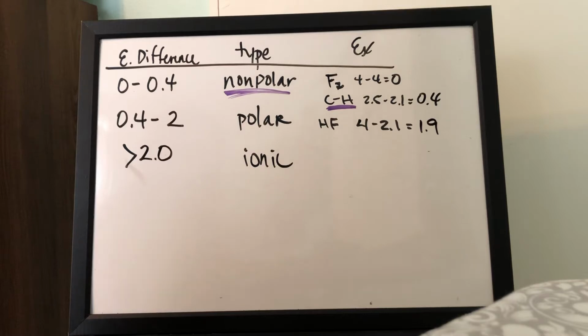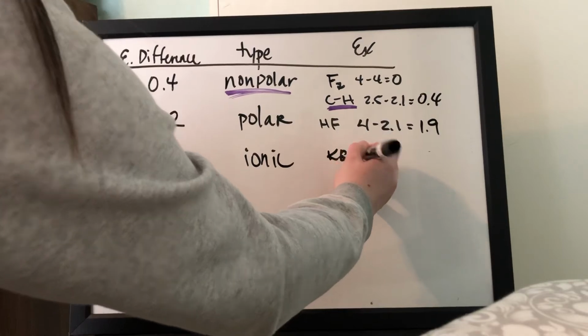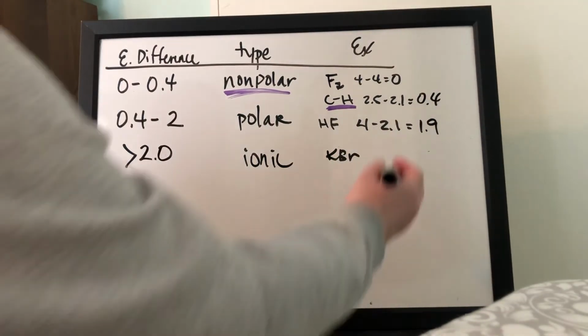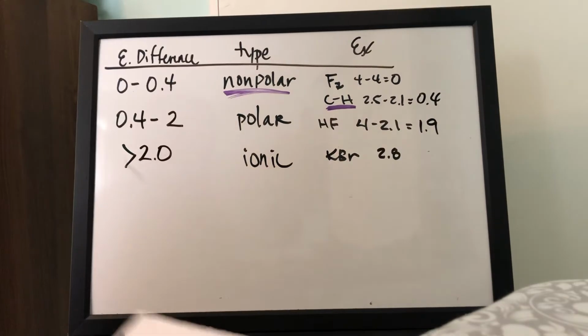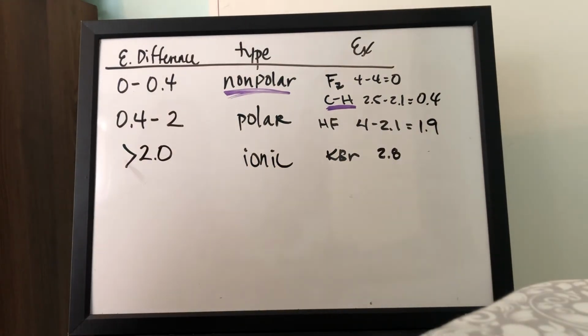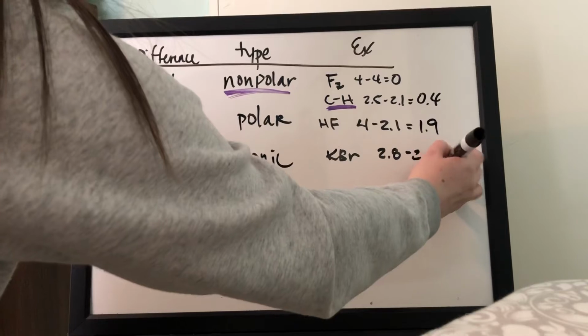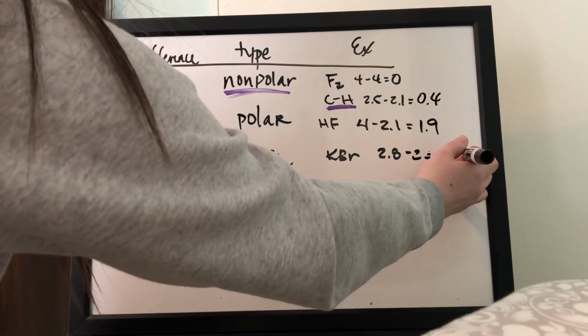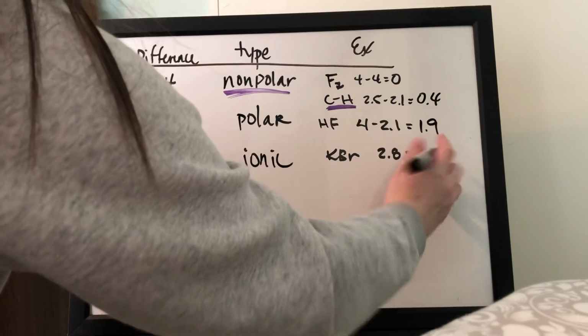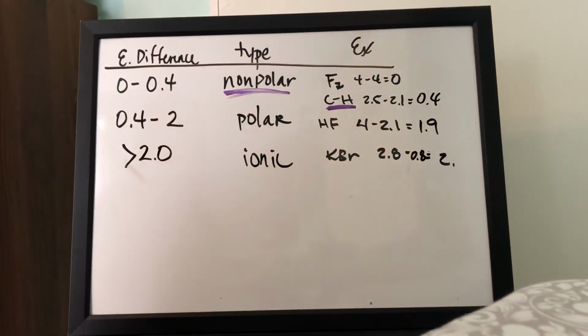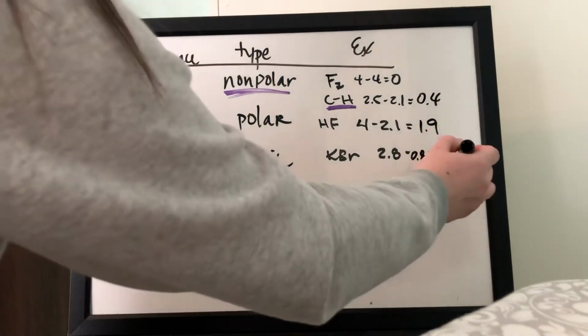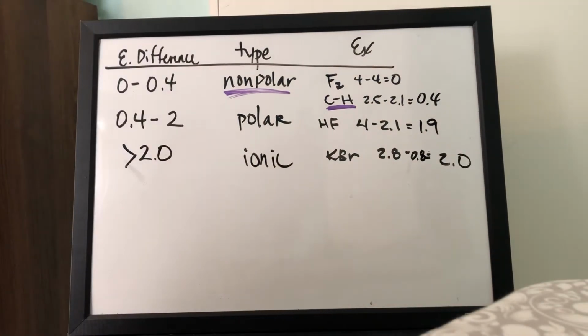And then they use a third category, which is pretty much common sense because we know ionic bonds are metals and nonmetals, but you can also look at electronegativity. So if we look at something like KBr, and we look at K's value, bromine's value is 2.8 and K's value is 0.8. I apologize. We get an electronegativity difference of 2, which then determines my bonding to be ionic.